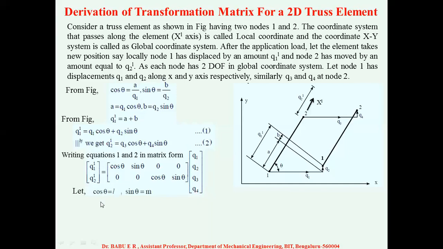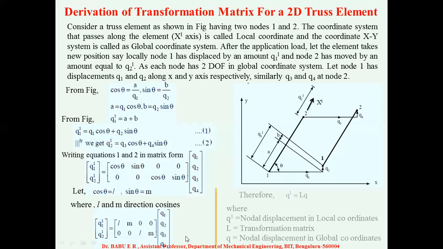Now let us assume cos theta, I will call it L. Sin theta, I will call it M, where L and M are direction cosines. Substituting L and M into this matrix, we get Q1 dash, Q2 dash equals [L M 0 0; 0 0 L M] into Q1, Q2, Q3, Q4.